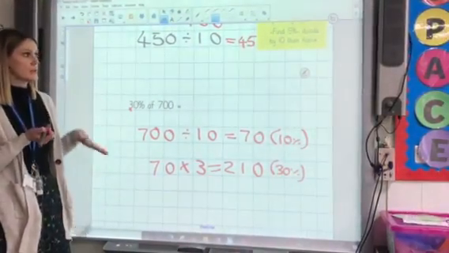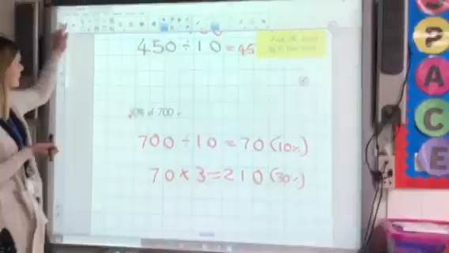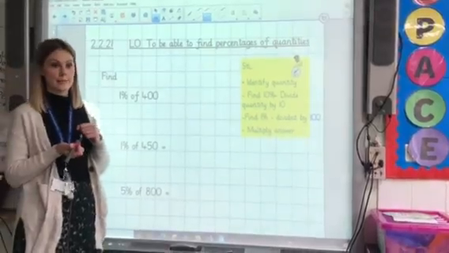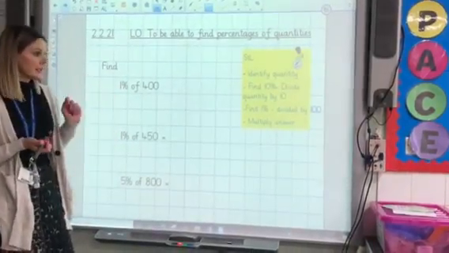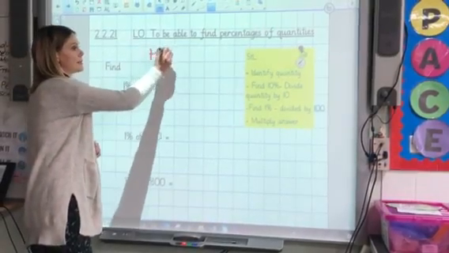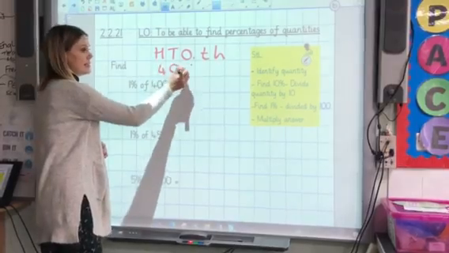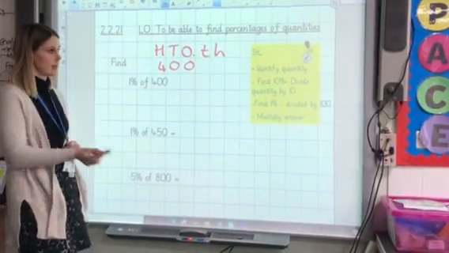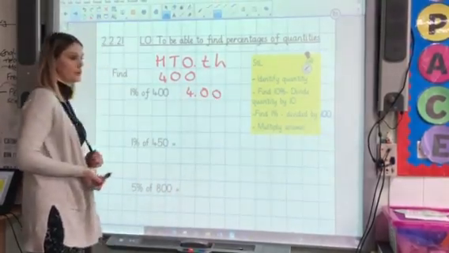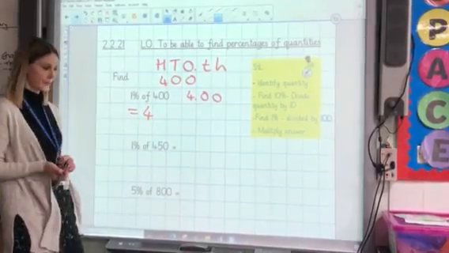Okay, so if you're greens or yellows, that should be sort of part of your learning. If you think you can move on to the next bit, you might be finding 1% of a number. So to do that, you need to divide by 100 this time. So again, if you can't remember how to do 100, use your place value, put in 400, and this time you move 2 places to the right. So the 4 becomes your ones, and then you've got your other numbers. So 1% of 400 equals 4.